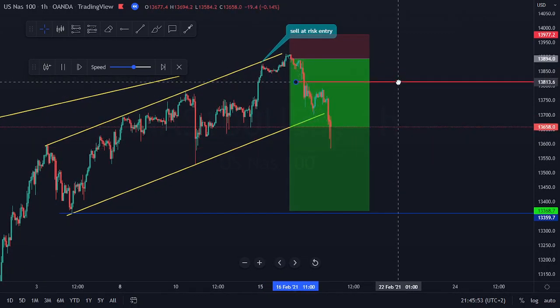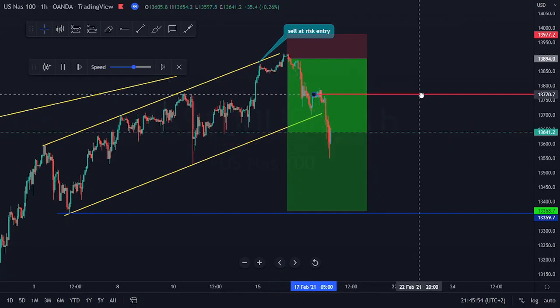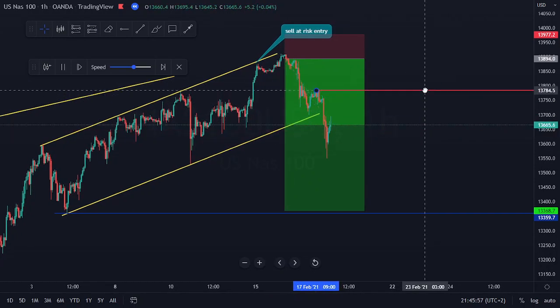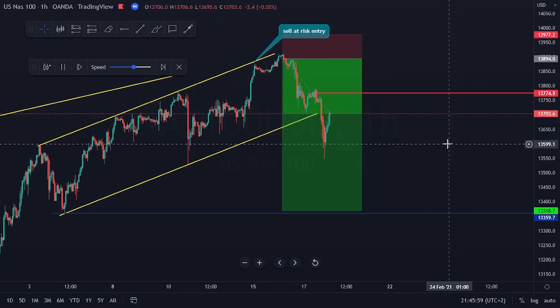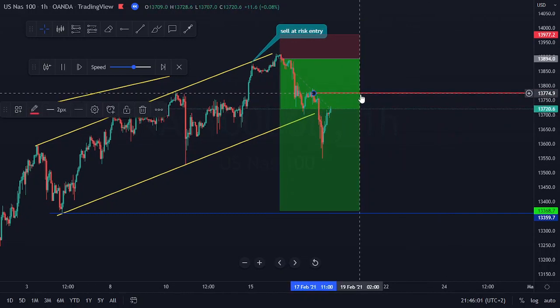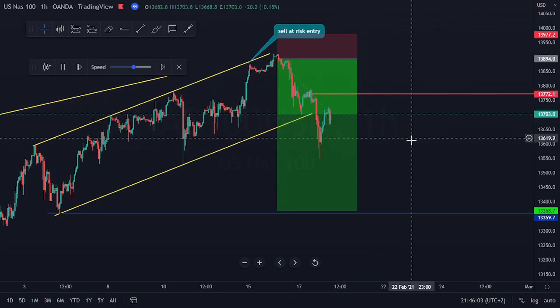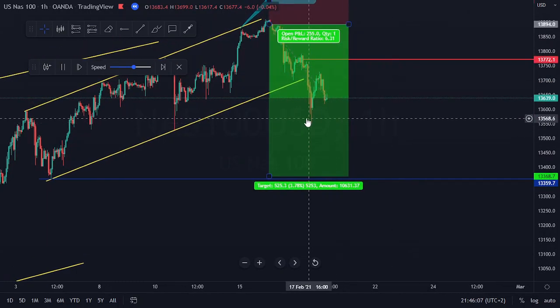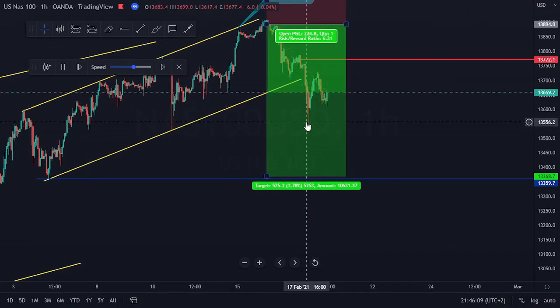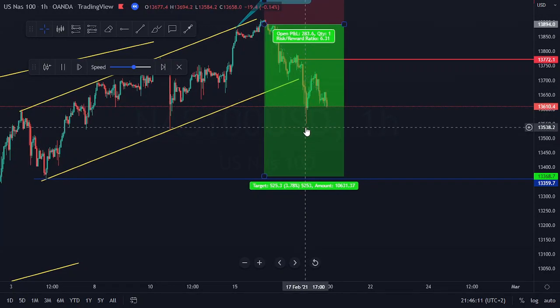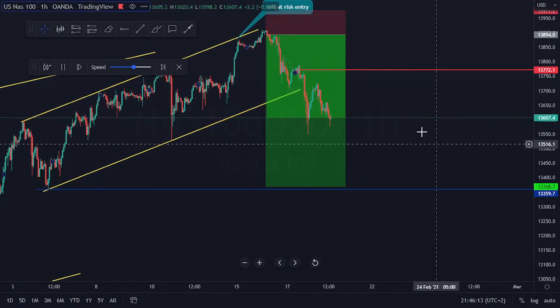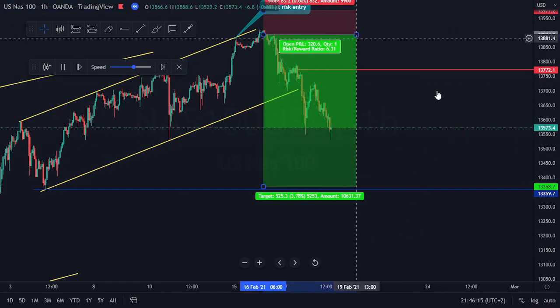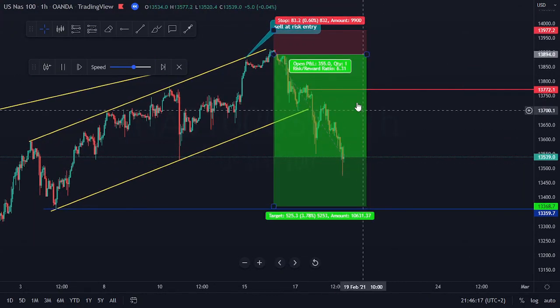Then it breaks. Stop loss is now here. Because it broke the downside, it also broke this, so stop loss comes here. If it takes us out, it will take us out. For me to move my stop loss again, it has to break this low. Continue holding. Continue holding. It breaks the low.